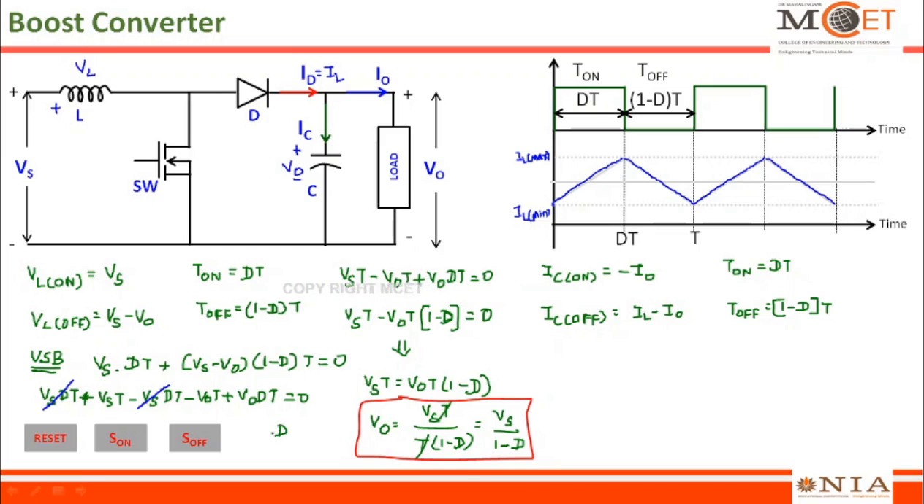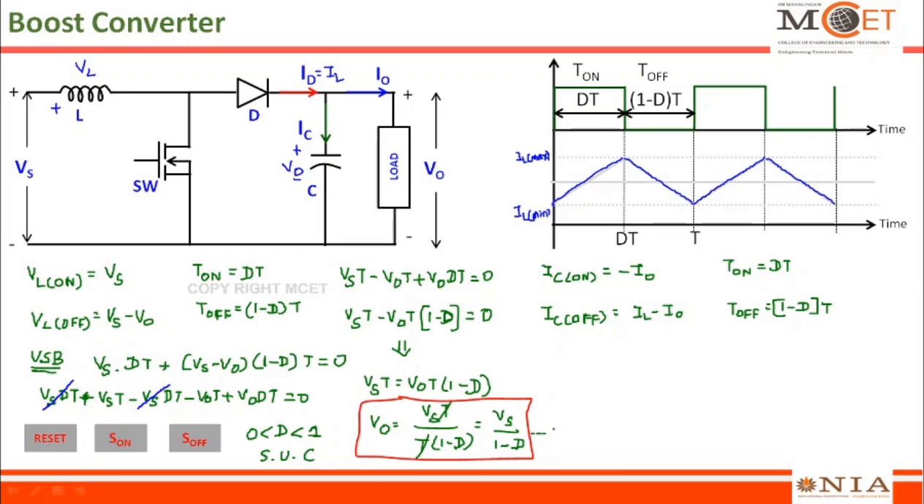As already discussed, this duty cycle will always vary from 0 to 1. So when I put D is equal to 0, V naught is equal to Vs. When I put D is equal to 1, then V naught becomes Vs divided by 1 minus 1, which becomes 0. So the denominator becomes 0, so theoretically this V naught becomes infinity. So that is why this converter is called a boost converter, or the other name of this is step up chopper. So this is also called a step up chopper.